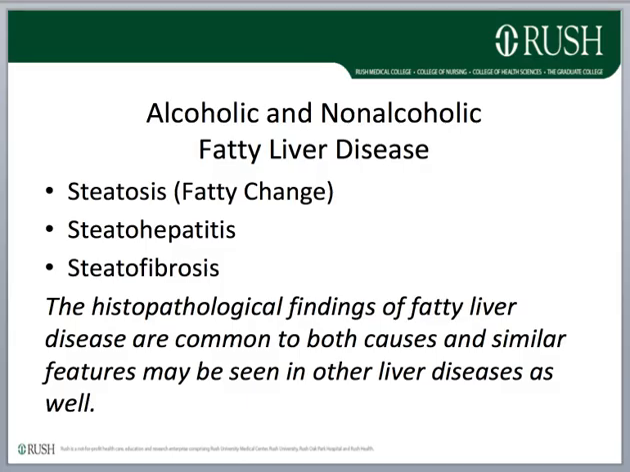So with that prelude, let's go over the histopathological changes with alcoholic and non-alcoholic fatty liver disease. The three major findings are steatosis, also known as fatty change, steatohepatitis, and steatofibrosis. Now, it's crucial to remember that the histopathological findings of fatty liver disease are common to both causes. In addition, similar features can be seen in other liver diseases as well, including hepatitis C virus, drug injury, and other causes.